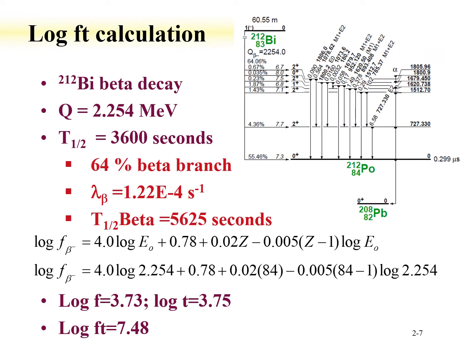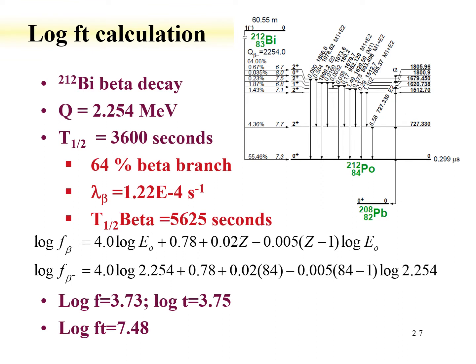We can perform another log FT calculation. Now let's use the beta decay of bismuth 212. The Q value is listed here. We need the Q value in MeV, so it's 2.254 MeV. The half-life is 3,600 seconds. Well, we actually need to get the beta decay half-life, which winds up being 5,625 seconds. Remember that this is a 46% beta branch, so we use one of the equations that we discussed earlier.